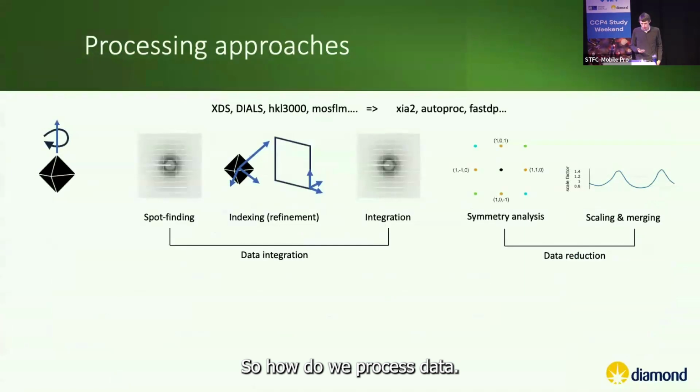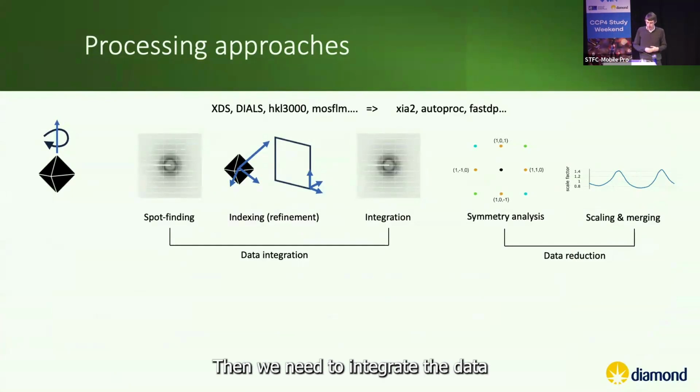So how do we process data? Just as a reminder, this is the standard processing approach for a single sweep. This will be the same no matter what program you use or what pipeline you use to run those programs. So first we have spot finding, where we find the strong spots on the diffraction images. We then index those with a crystal, a unit cell, lattice and orientation, as well as refining some of the experimental models like the detector geometry.